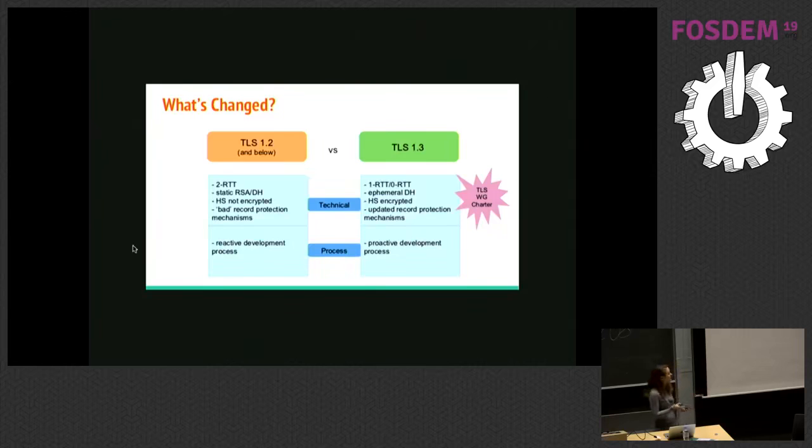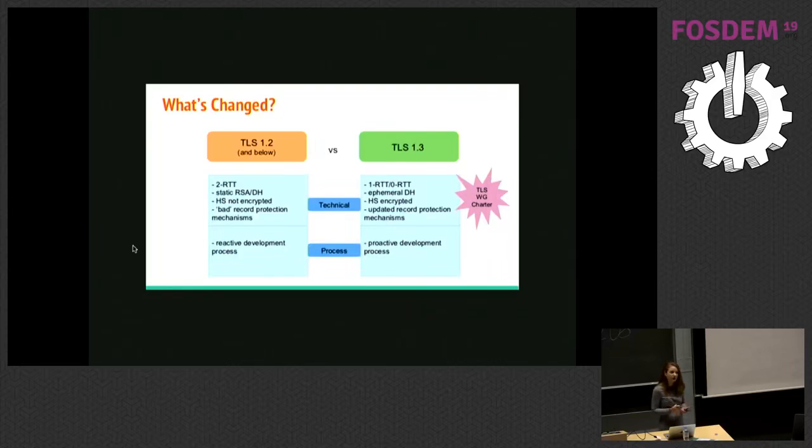In comparison, TLS 1.3 has 1 round-trip time in an initial connection and also has the 0 round-trip time functionality. So the client can start sending data with its first flight of messages. It only negotiates ephemeral Diffie-Hellman.